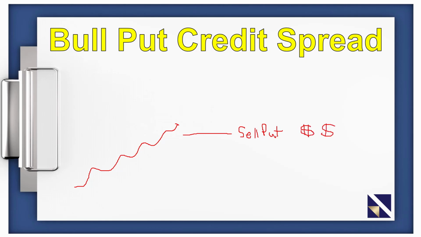All right, so $2, meaning you get paid for selling that put. Now, those of you who know a little bit about options might be thinking, but when I sell a put all by itself, isn't there a lot of risk there? I thought this was a low risk trade. Well, you're exactly right. And that's why you buy a put a little bit below the one that you sell.